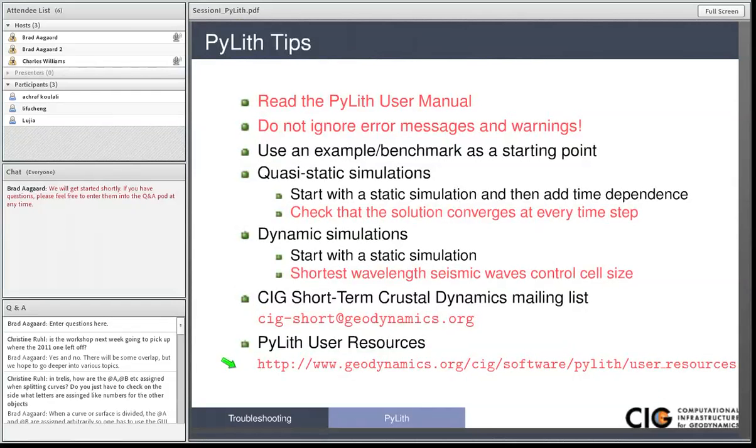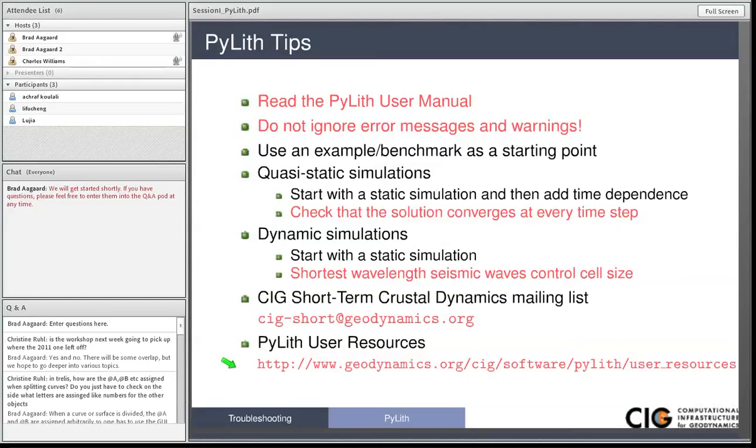So final tips: read the user manual. Don't ignore error messages and warnings. It's often advantageous to use an example or benchmark as a starting point. In quasi-static simulations, it's often easiest to start with the static part and then add the time dependence. And always make sure your solution is convergent at every time step. As soon as the solution doesn't converge, you may have significant numerical errors.